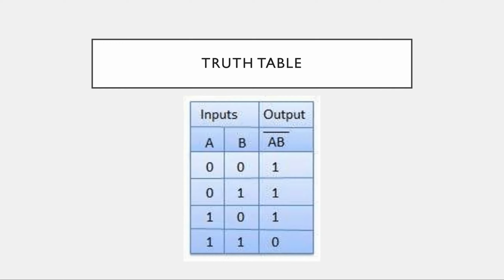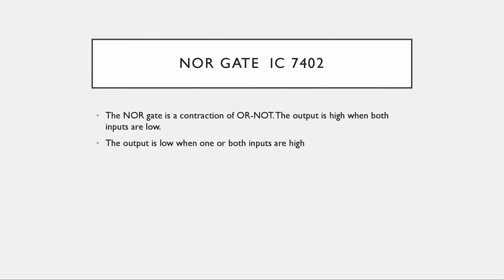The truth table, as it said above, when both the inputs are 1, the output will be 0. Now the NOR gate. The NOR gate is the contraction of OR and NOT. The output is high when both inputs are low. The output is low when one or both inputs are high.